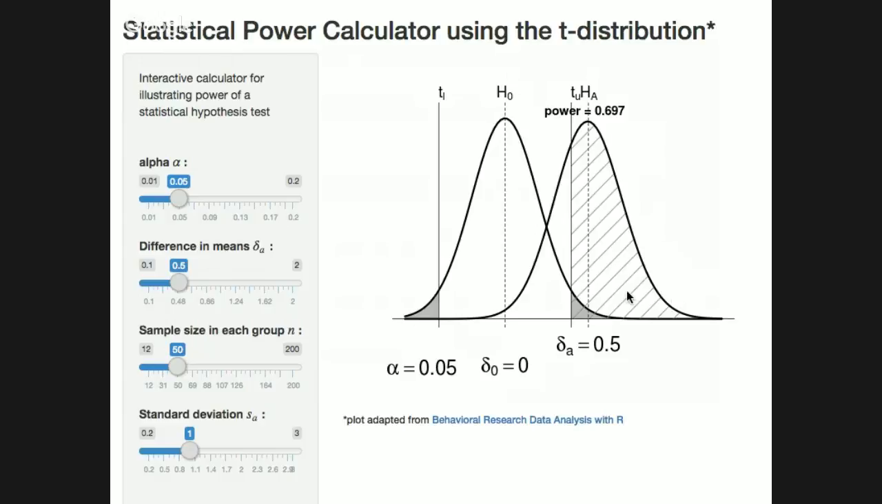So what's going to happen if I take alpha from 0.05 down to 0.01? What's going to happen in this plot?